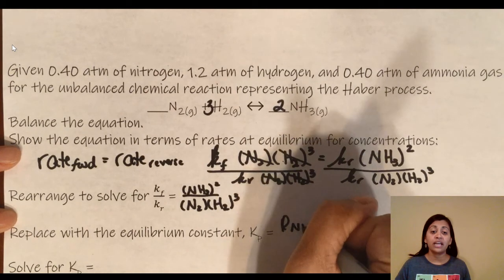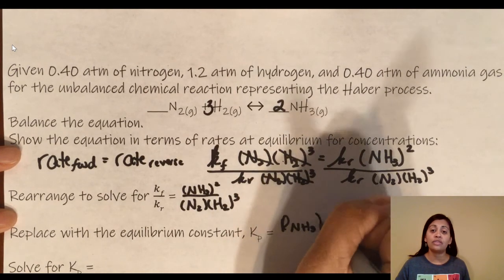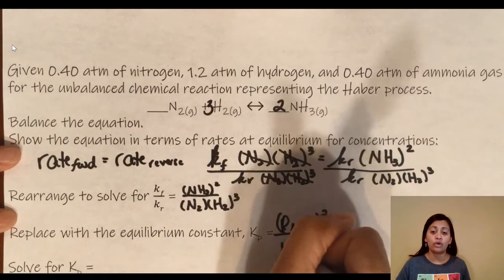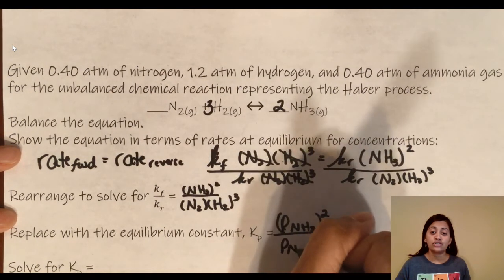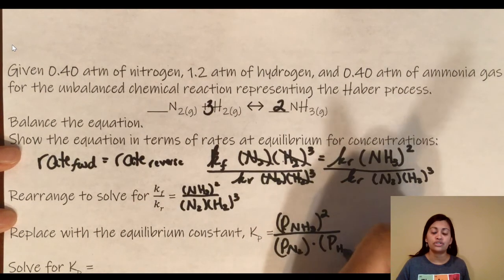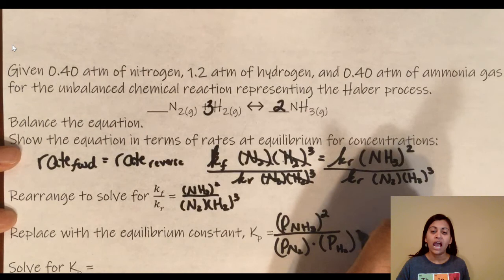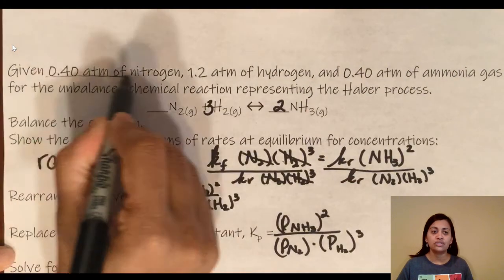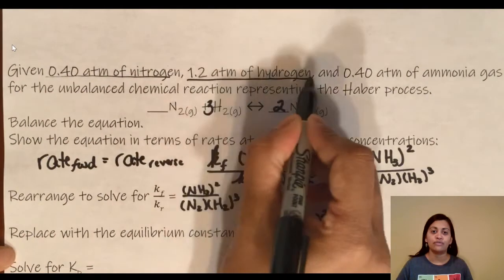Then we're going to replace the kf and the kr with the equilibrium constant, or Kp. We're using P because this is in pressure. So since this is in pressure, we're going to rewrite the reactants and products in terms of pressure. So we're going to use a capital P and then use a subscript for the products and the reactants. We're still going to keep the 3 and the 2 there.